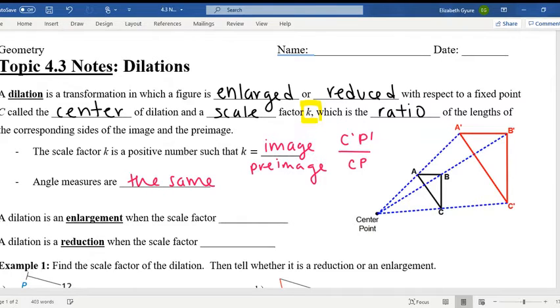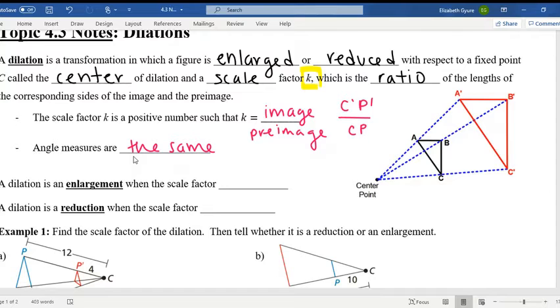Your angle measures are going to stay the same whether your shape is enlarged or reduced, okay? Any angle measure is not going to change, because if you have a teeny tiny square and a giant square, aren't all the angles still 90 degrees? Yeah, it doesn't matter. Okay.